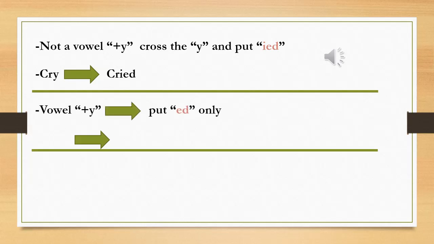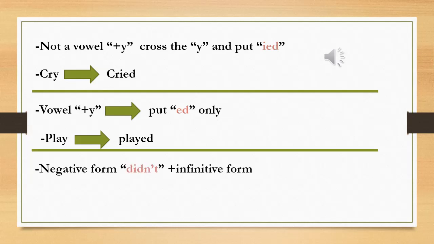If we have a vowel before the Y, we will just put ED, like in play. What is the last letter? Y. What is the letter before the Y? A. A is a vowel. So we will just put ED. I'm going to skip the Y only if the letter before the Y is not a vowel.